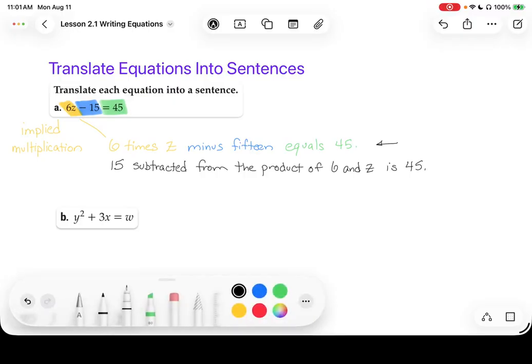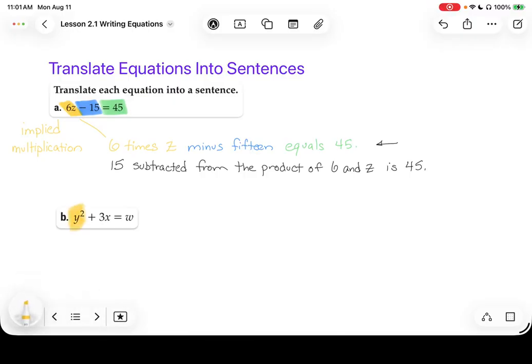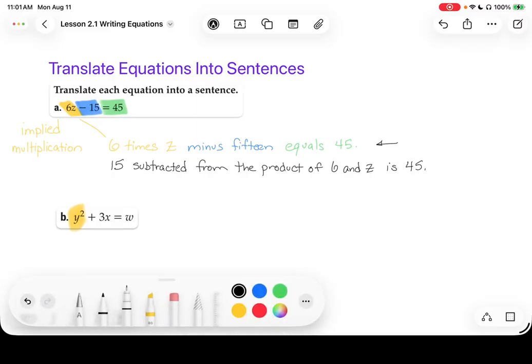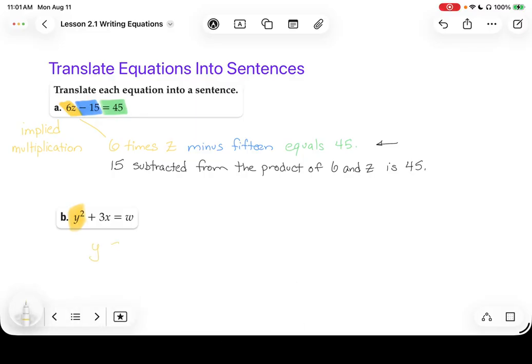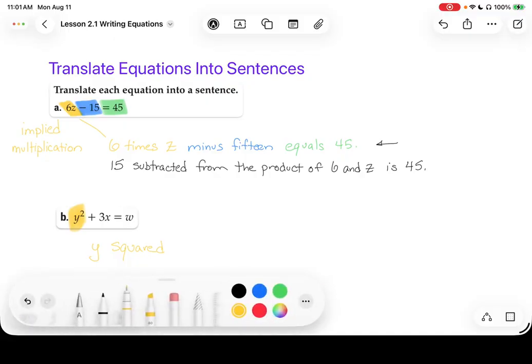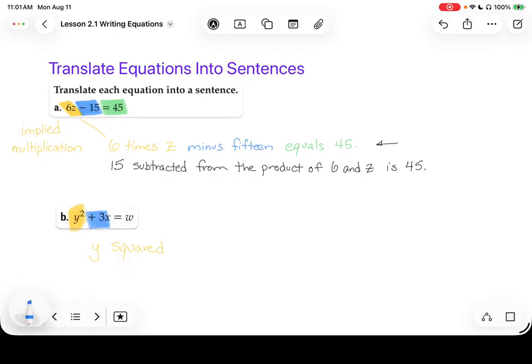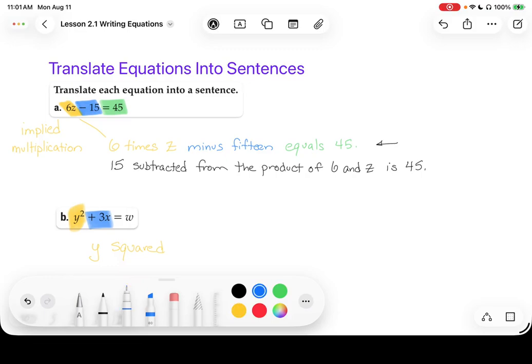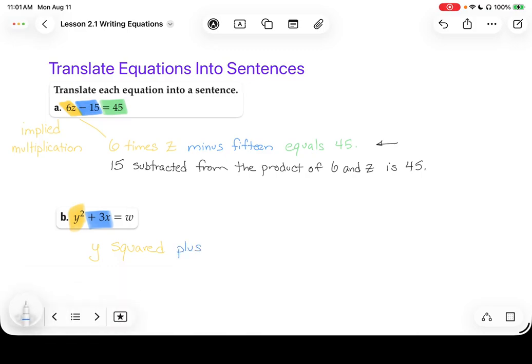Okay, let's take a look at the next one. Let's start off with this. It's y to the second power. So that's going to be y squared. Okay, and then we've got 3x comes next, and we're adding it. So let's do plus 3x, plus 3 times x. And then on the end, we've got equals w.